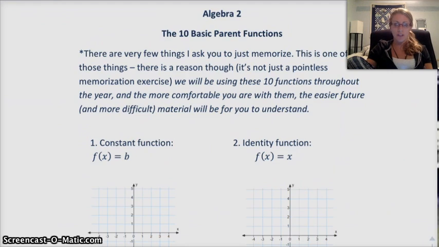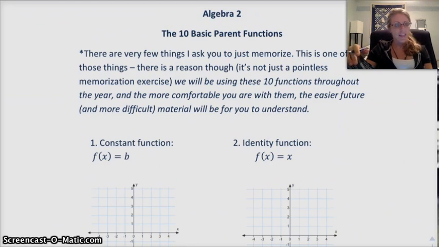And if you know what the original function looks like, if you know what the parent function looks like, then everything else will be so much easier for you if you're not trying to figure out what the function looks like. Okay? So that's why I have you memorize this.